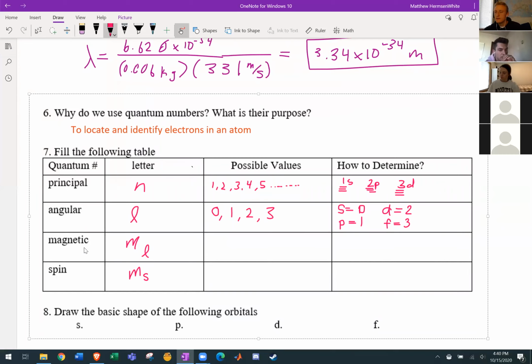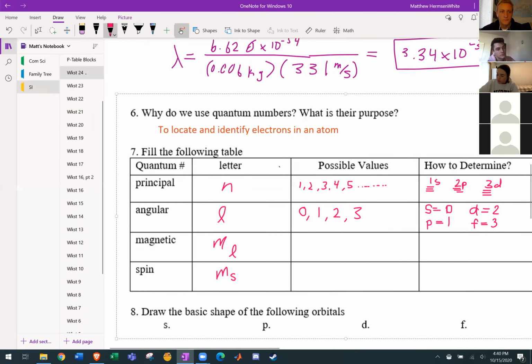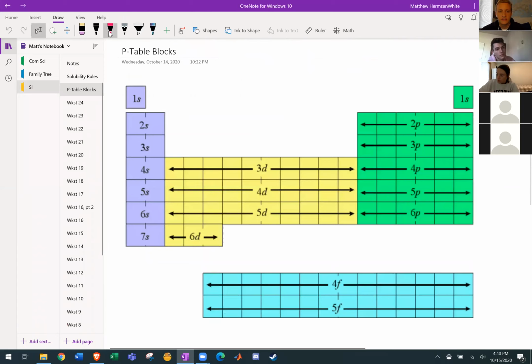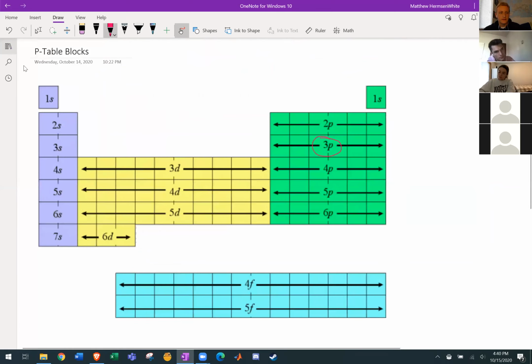For the principal, yep, if it landed in the configuration, if it ended with a 3, that would be your answer. Yes. So if it was in this 3p here, for example, then the principal would be 3. Is that what you're asking? Okay. Yeah, good question.